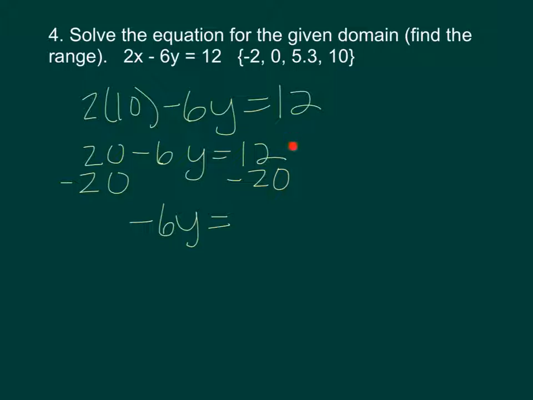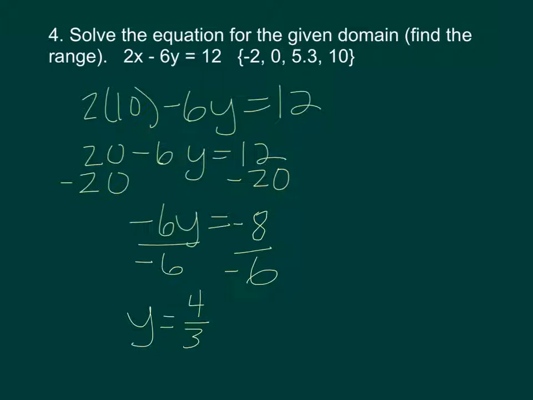Right here, we again have one positive number and one negative number. So we're going to think about subtracting these two, and it's easier to think 20 minus 12. We get 8. Since the bigger number is negative, we're going to get -8. And then again, we need to divide both sides by -6. This time you have a negative divided by a negative, so you'll end up with a positive answer, and we can reduce that. Both of those are divisible by 2, so we should get positive 4 over 3.